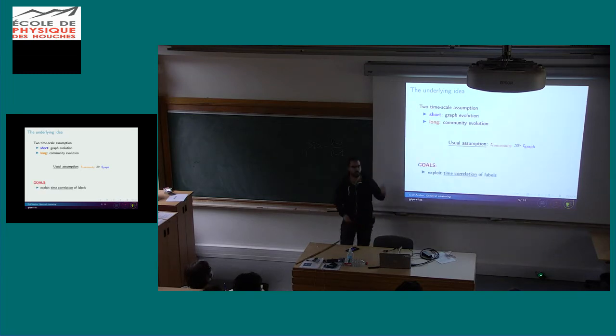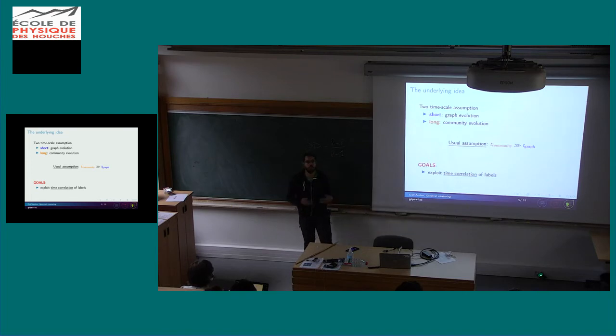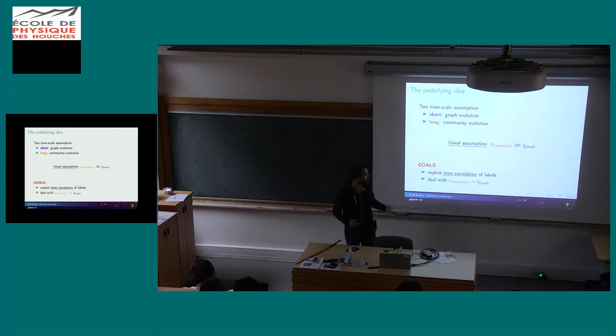On one hand, if we have many observations of the same graph, we expect the communities to be correlated, so we expect to do better than reconstruction with a single graph. But in the meantime, we may have a very small correlation, and we want to be able to exploit the little we have.